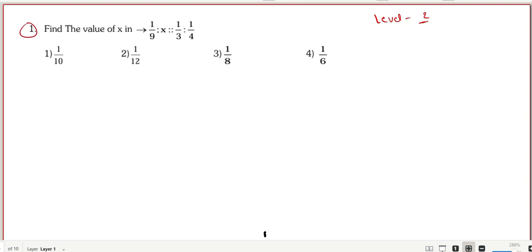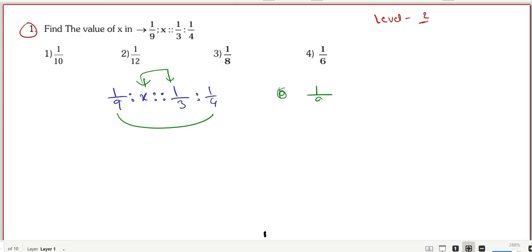Let us observe the first question. Find the value of x in 1 by 9 is to x is as 1 by 3 is to 4. In these four terms, these two are the means and these are the extremes. We know the formula: product of extremes is equal to product of means.